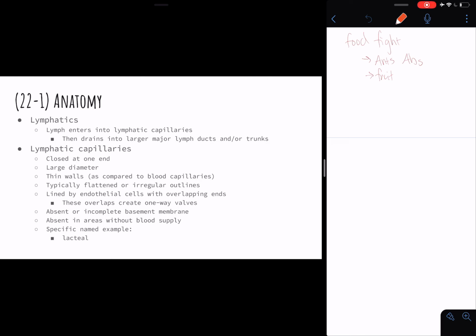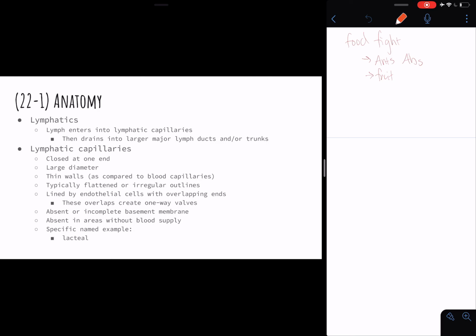So lymphatics, we call the entire structure, like we would call the vessels of the cardiovascular system vessels. We could say the lymphatics are the vessels of the lymphatic system. Lymph will enter into lymphatic capillaries, and then those capillaries will drain into major lymph ducts and or trunks, and then those trunks will eventually dump into the venous system, as he showed you in that video.